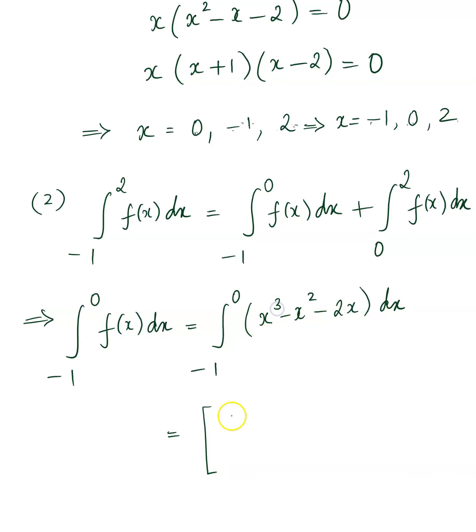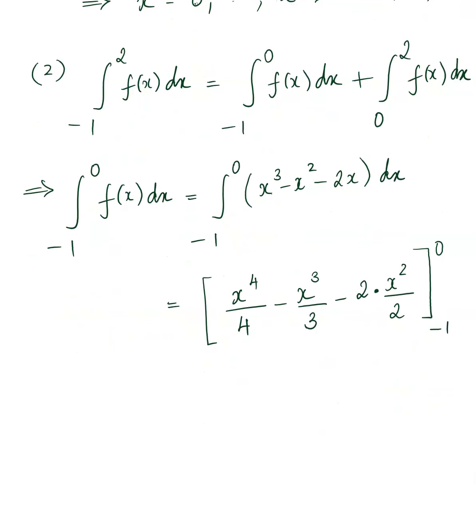So the x cubed will be 3 plus 1 over 3 plus 1. So that's going to be x to the power 4 over 4 minus 2 plus 1 over 2 plus 1, right? So that's going to be x cubed over 3 minus 2 times, the power is 1, so 1 plus 1 over 1 plus 1, so x squared over 2. And the limits of integration will be negative 1 to 0. I can actually cancel the 2's off. That will make it a lot easier here. One more step.